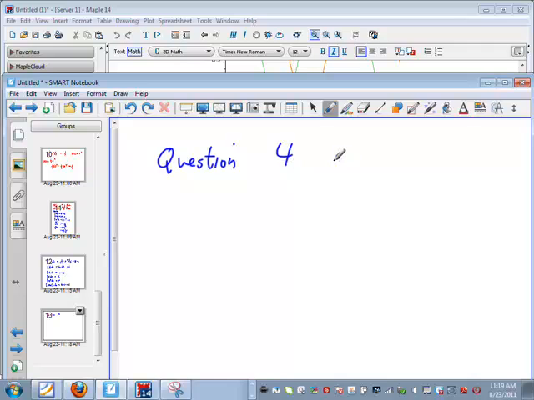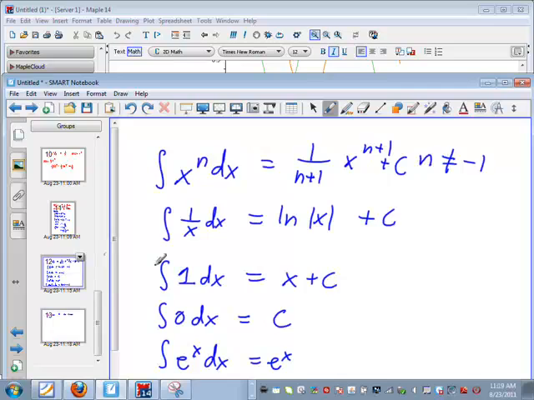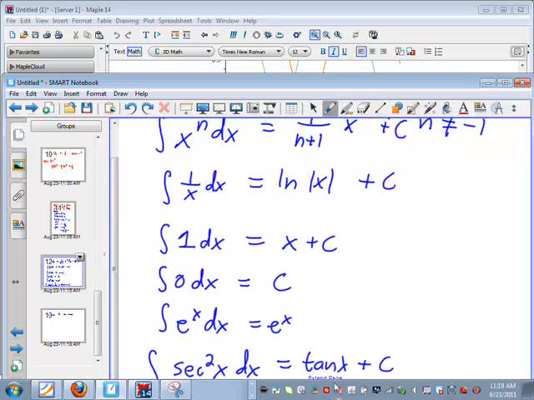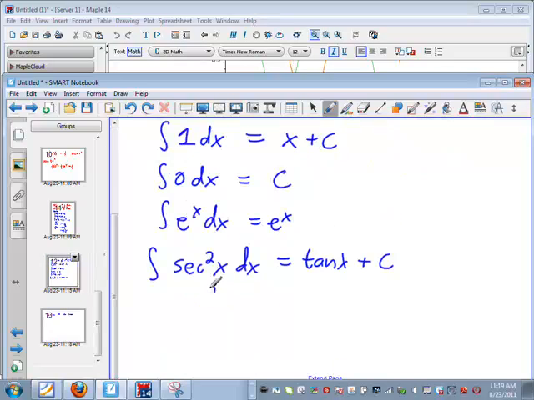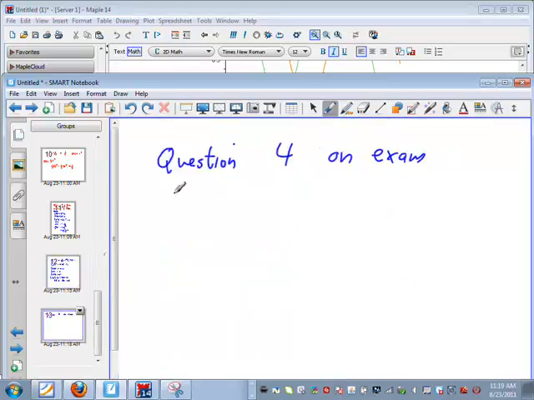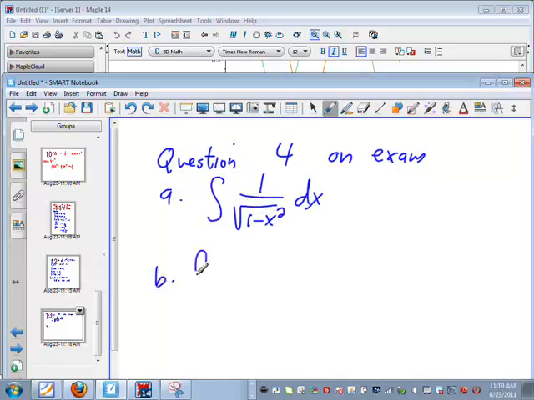Question 4 on the exam. Let me go ahead and tell you to finish these. Fill in the rest. I'm just testing the basic ones here. So the antiderivative of 1 over the square root of 1 minus x squared. What's the antiderivative of minus cosecant x cotangent x? What's the antiderivative of sine x?